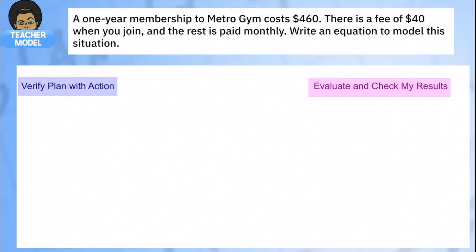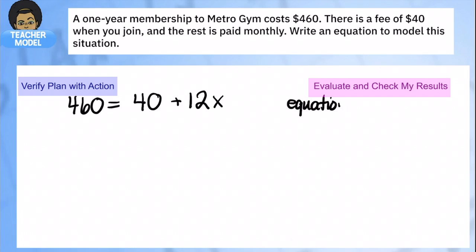Let's start by translating our plan into an equation. We have 460 as our first expression, and we know that's equal to our $40 one-time fee, so that is a constant, it stands alone, plus our monthly fee, 12x. Why do I use 12? Because there are 12 months in a year. So that's my equation. I'm going to put that into our final answer so we don't forget. 460 is equal to 40 plus 12x.